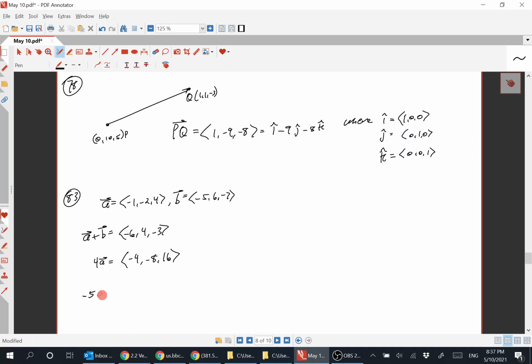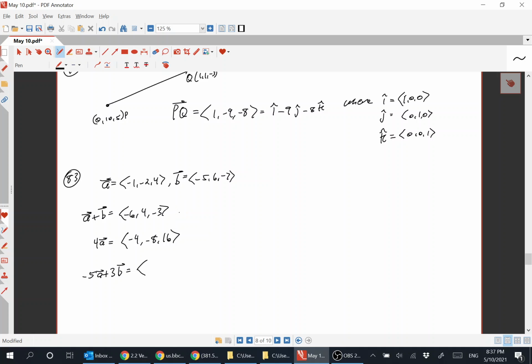And then you can do these linear combinations of vectors, like how you would do in linear algebra. So minus 5A, that's 5, 10, minus 20. And 3B, that's minus 15, 18, minus 21. Adding together, you get minus 10, 28, minus 41. Okay, so the algebra of vectors in 3 dimensions, just like the coordinate algebra.